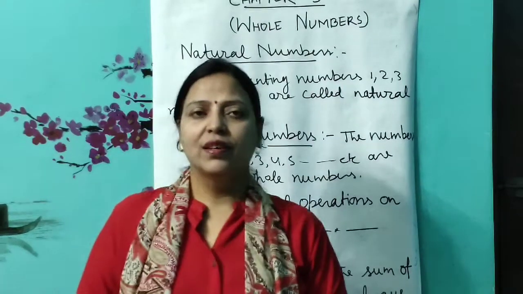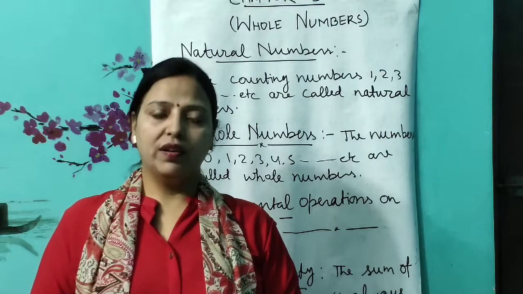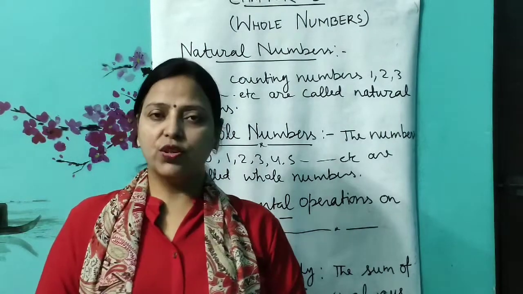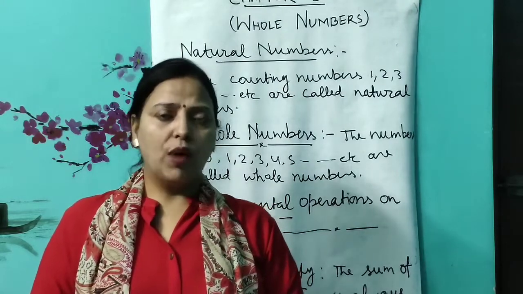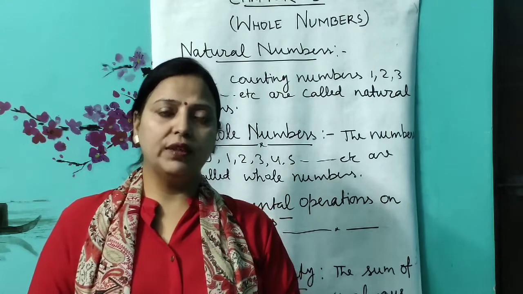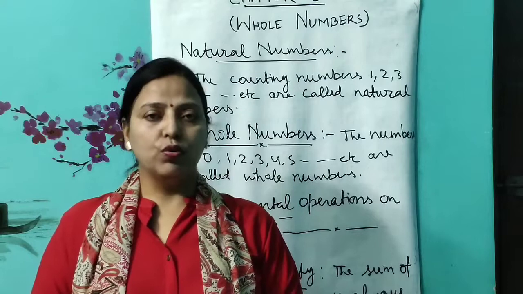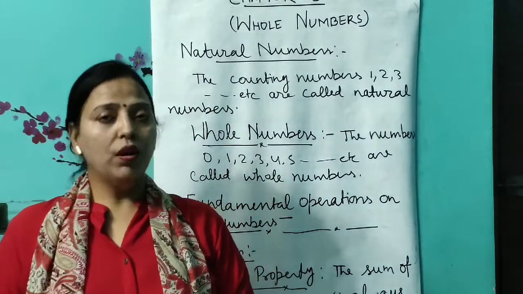Hello students, today we will begin with a new chapter, that is chapter 3, whole numbers. Already you studied in previous class about the natural numbers. All the counting numbers starting with 1, that is 1, 2, 3, 4 till infinity, these are known as natural numbers. And when we include 0 also with all these natural numbers, then it is known as whole numbers.